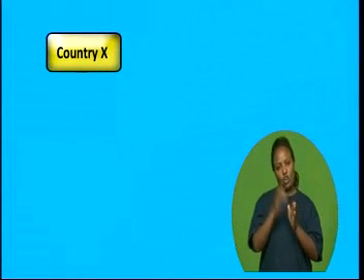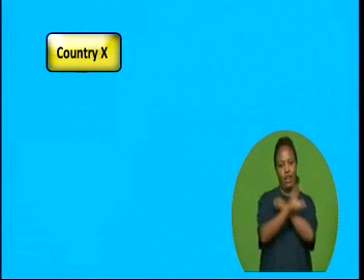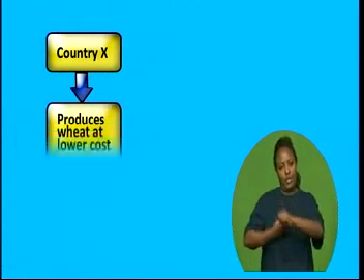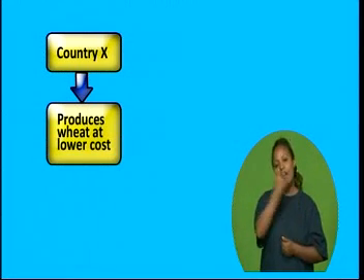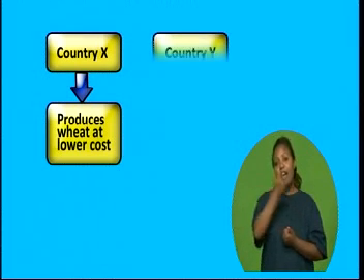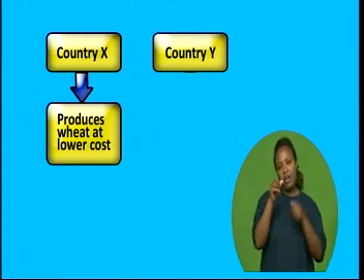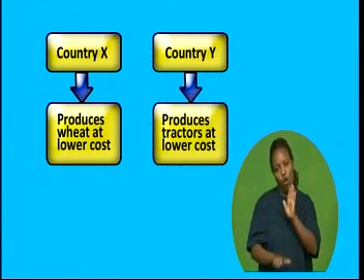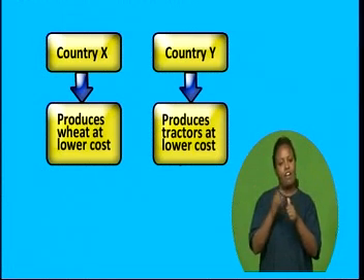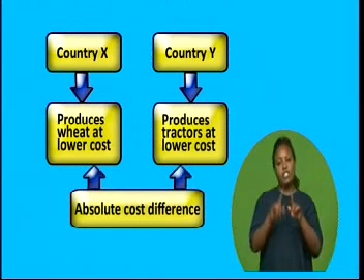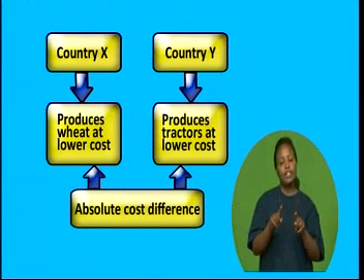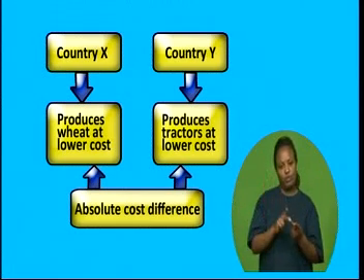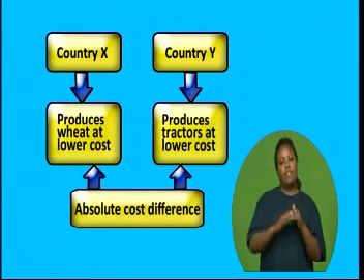An absolute cost difference arises when one country, say country X, can produce a commodity, say wheat, at a lower cost compared to another country. And the other country, say country Y, can produce some other commodity, say tractors, at a lower cost compared to the first country. Thus, an absolute cost difference arises when each of the two countries can produce some commodities at an absolutely lower production cost than the other.